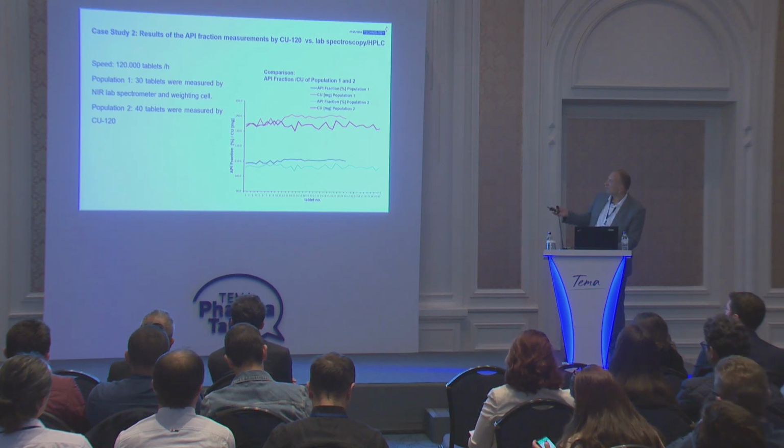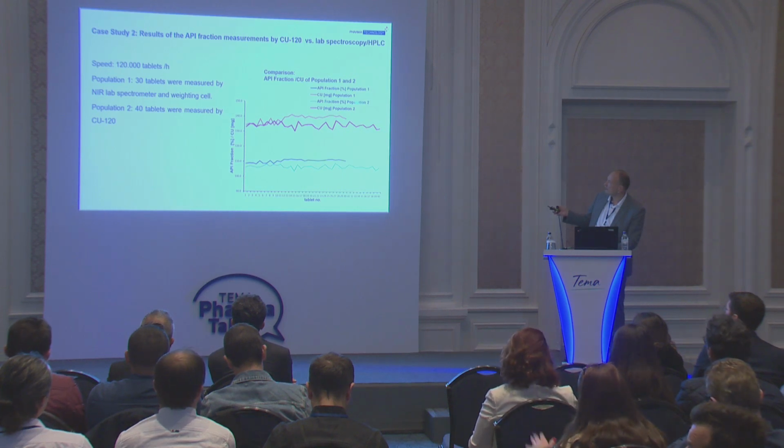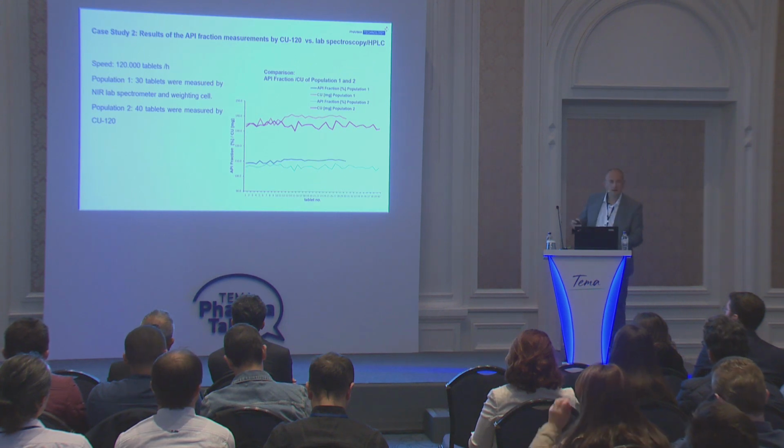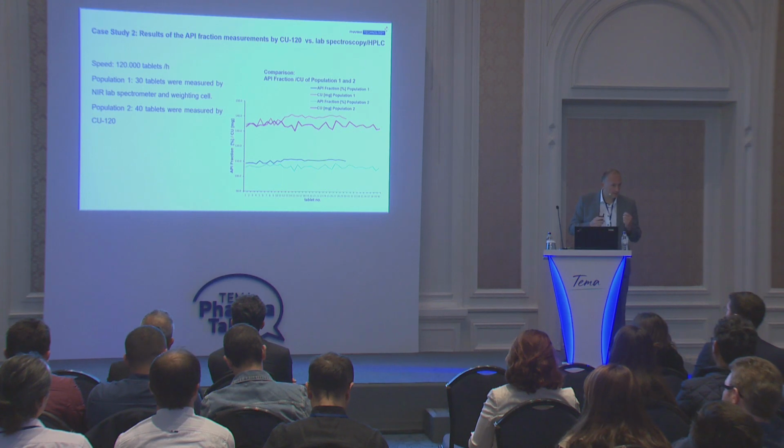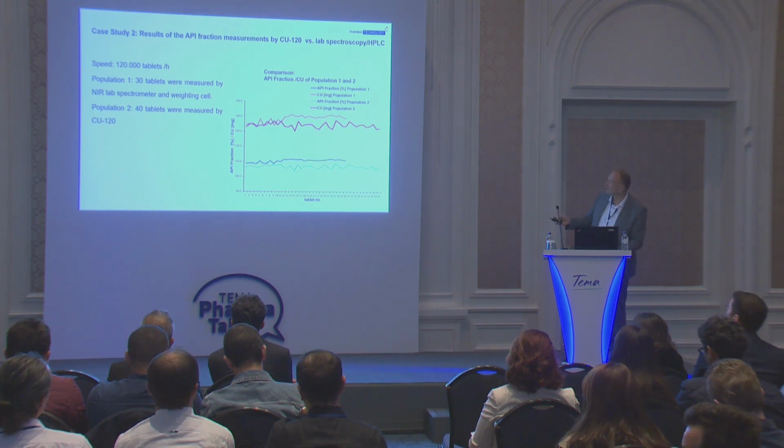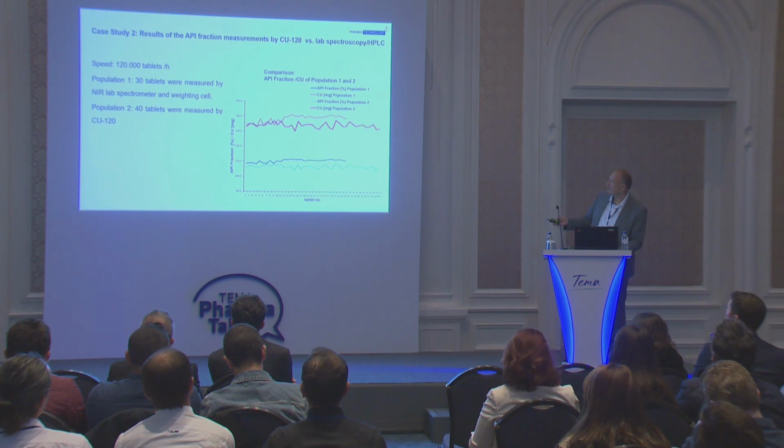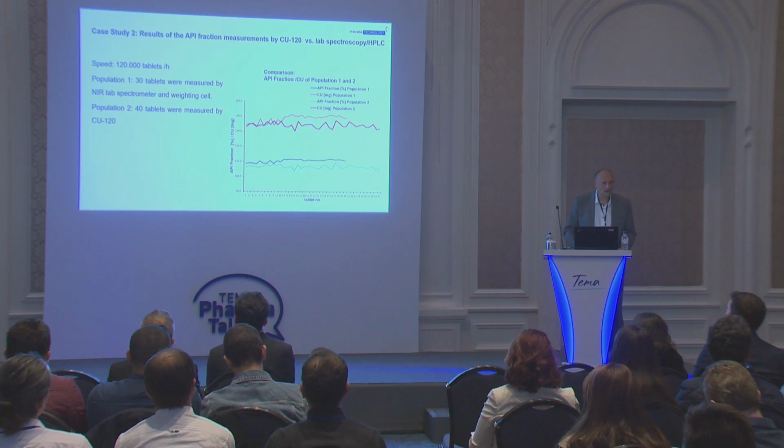That means we now have to compare the API fraction of population 1 with the API fraction of population 2. And of course, the content uniformity, if we also take the mass of these tablets into consideration, of population 2 with the CU. So you see that they are in the same direction. That means the CU120 works for content uniformity inspection.